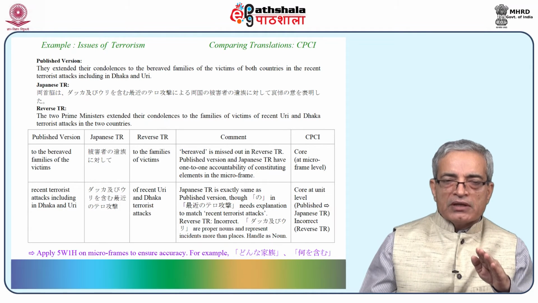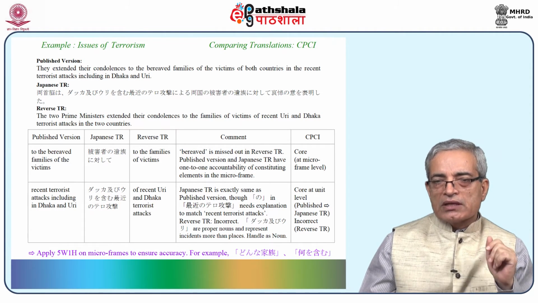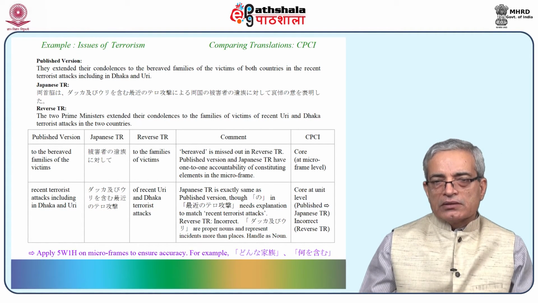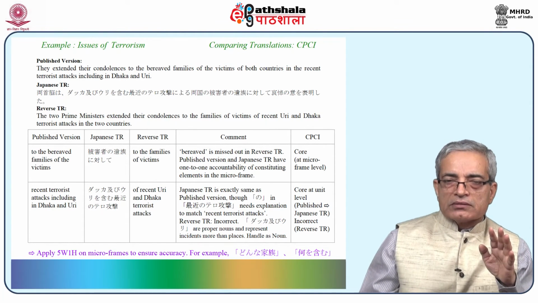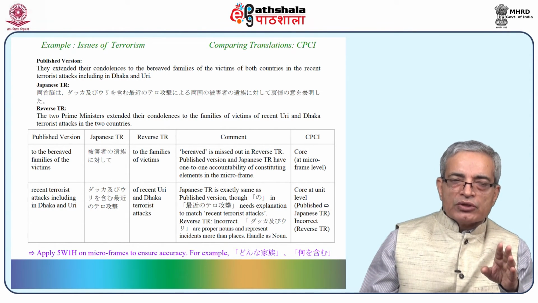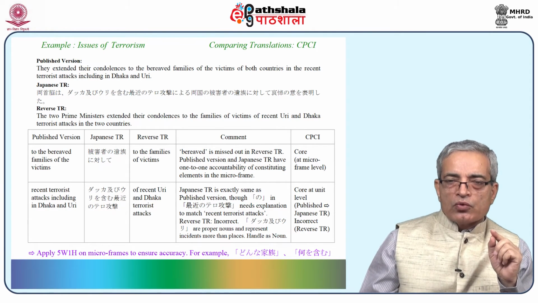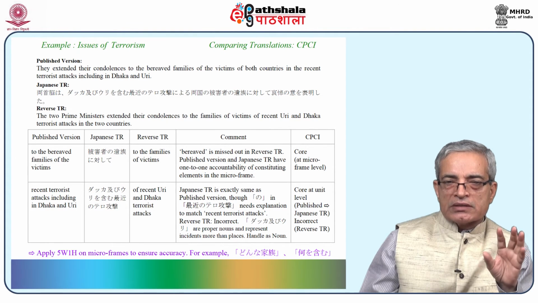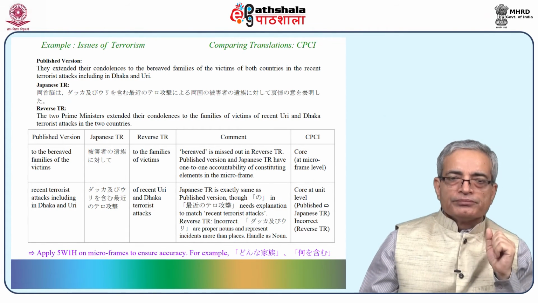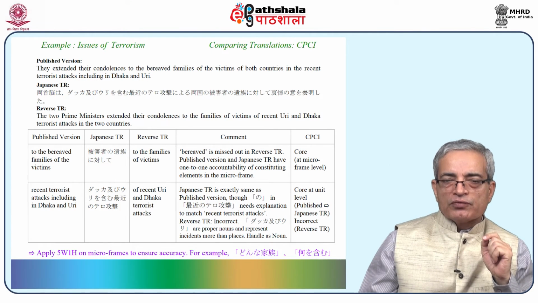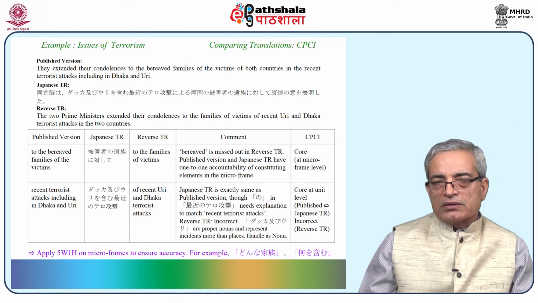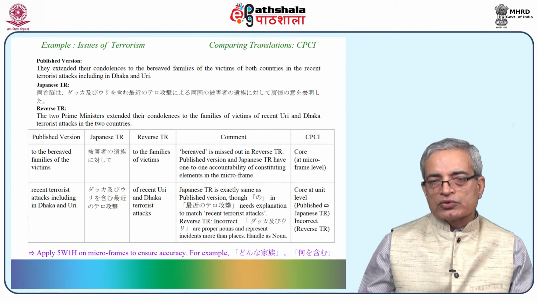So, the Japanese TR is exactly the same here as the published version, though "no" in "Saikin no Tero Kogeki" needs explanation to match "recent terrorist attacks". Reverse translation is incorrect. Dhaka oyobi Uri are proper nouns and represent places. In a way it is incorrect because in English also it's not an incident, it's a place. So core at unit level, if we treat it at a unit level. Apply 5W1H on microframes to ensure accuracy. For example, donna kazoku. So it will give isoku and nani ofukumu, so that will cover the fukumu.